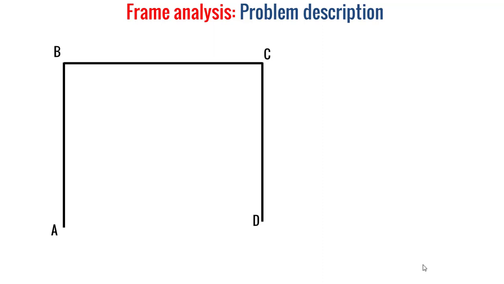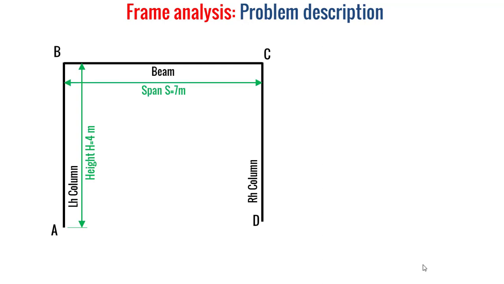So we have a frame ABCD as depicted in this slide. This frame is constituted by left-hand and right-hand columns as vertical elements and a beam as a horizontal element. The height of the frame is h equal to 4 meters and the span is s equal to 7 meters. The frame is supported by a pinned support at the bottom of the left-hand column at point A and a roller support at the bottom of the right-hand column at point D.